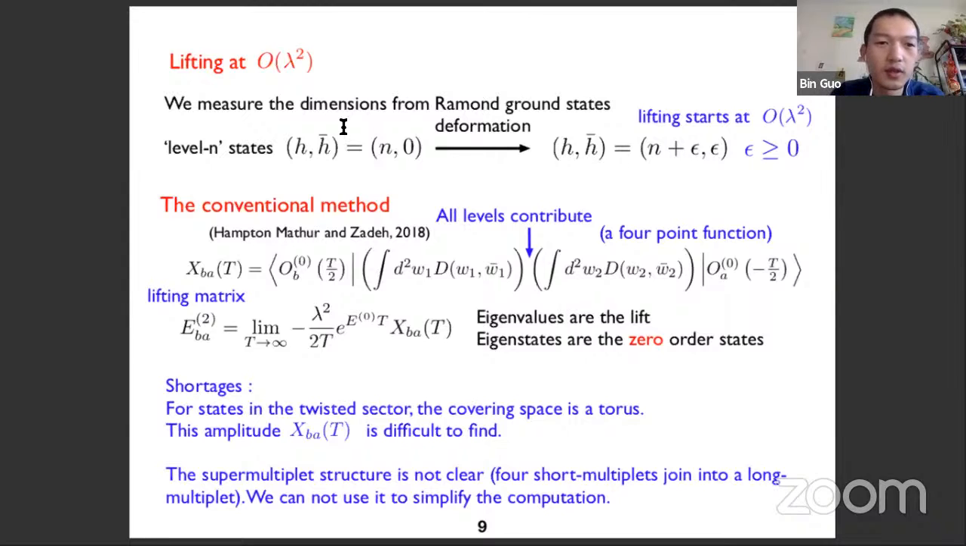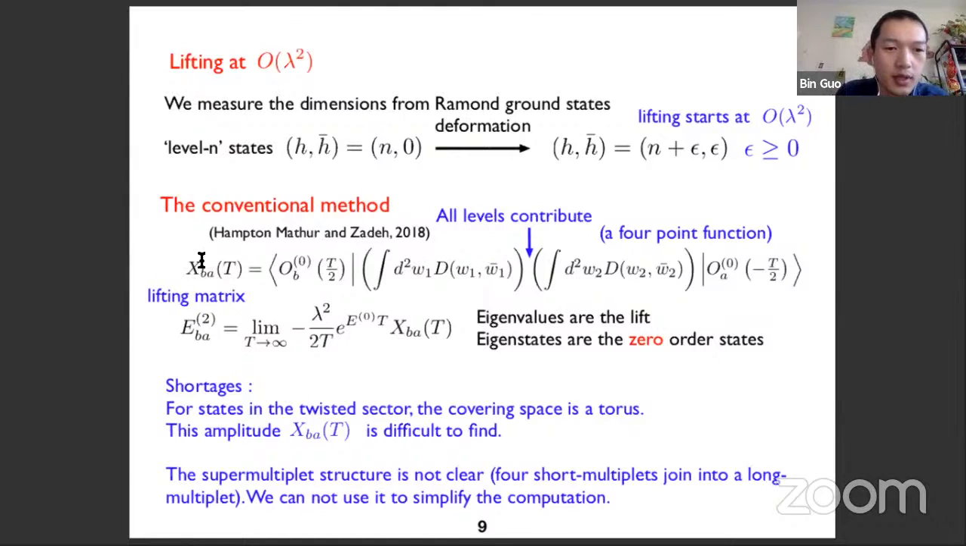So from here we know the lifting for this particular state should start at second order. This is a BPS D1-D5 state. The conventional method to compute the lifting is to use the path integral formulation. So we can look at this amplitude X. We put the initial state O at minus t divided by 2, and put another final state O at t divided by 2, and fill the region between them with 2 insertions of the deformation operator, because we are looking at second order effects.